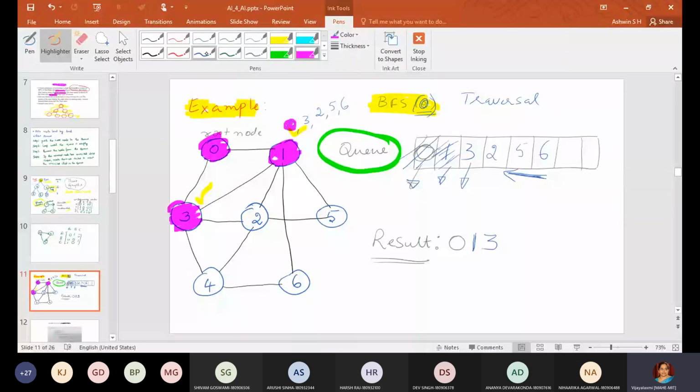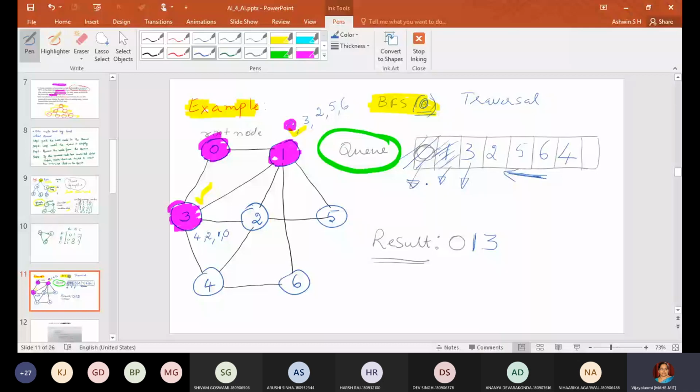First I'll write what the child nodes of 3 are. If I had written the adjacency matrix, it would have been very easy. So here 4, then 2, then 1, then 0. These are the child nodes of 3. 0 and 1 I should not consider because they're already visited. 4 and 2 will come, but 2 is already in the queue. So the next entry in the queue is 4.